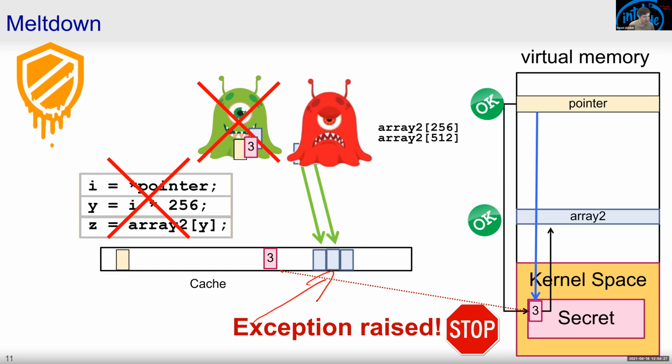As soon as I touch array2 of 768, the result comes back super quick, because array2 of 768 is 256 multiplied by 3. And I can deduce the data equals 3. That's Meltdown. That's how you read a kernel byte within 3 lines of code.